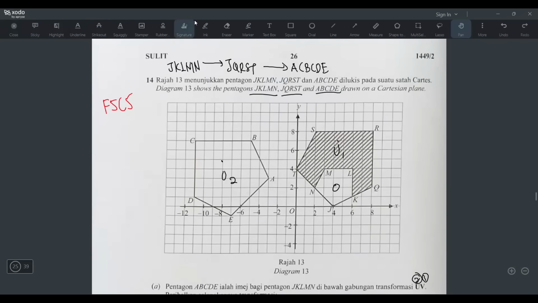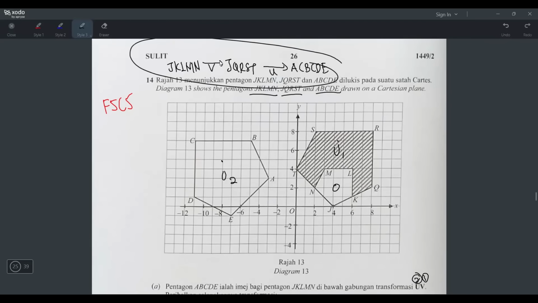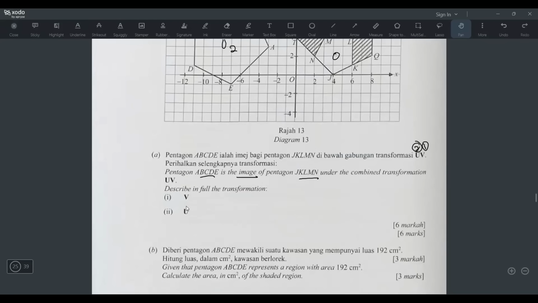So the first arrow is V, the second arrow is U. Okay, kenapa benda ni penting? Why is it important to write this? Because if you don't write this, later when you describe, you tak tahu yang mana dulu. Yeah, you faham maksud saya.